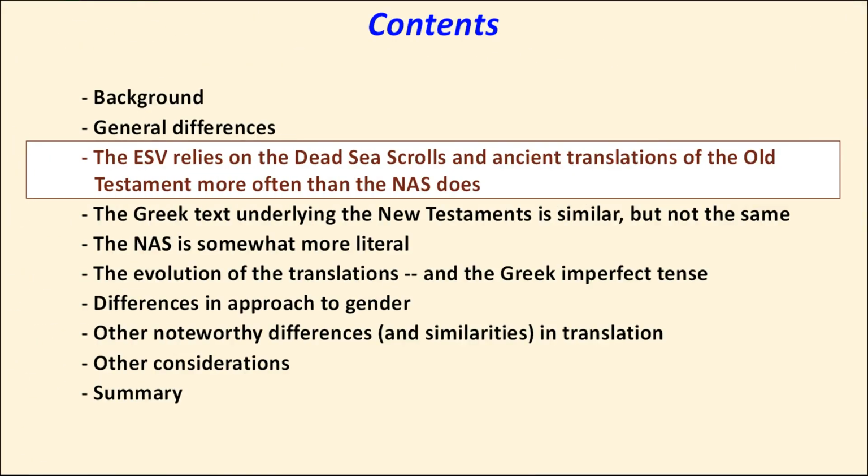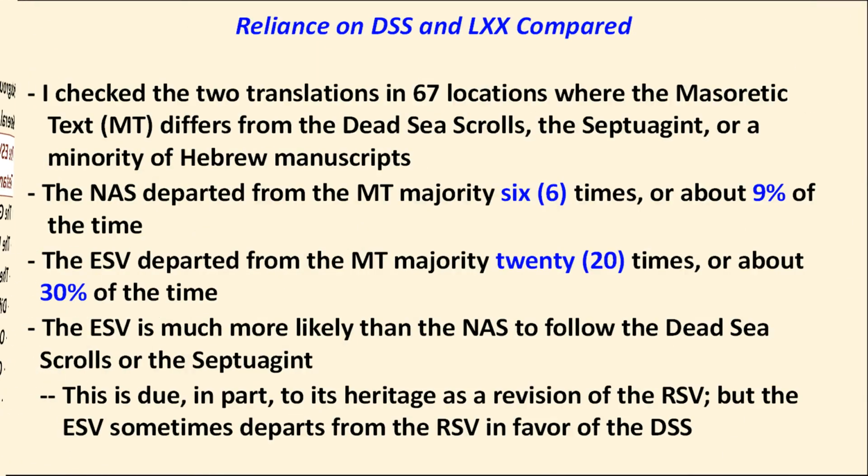Now we'll transition to a discussion of the Old Testament textual basis of the two translations. Here and throughout this video we'll compare the two translations to each other, but from time to time we'll take a backward glance and compare them to their predecessors, the American Standard Version and the Revised Standard Version. The English Standard Version relies on the Dead Sea Scrolls and ancient translations much more often than the NAS does. I examined both translations in 67 spots where the Masoretic text differs from the Dead Sea Scrolls or the ancient versions. The NAS departed from the Masoretic 9% of the time, the ESV 30% of the time.